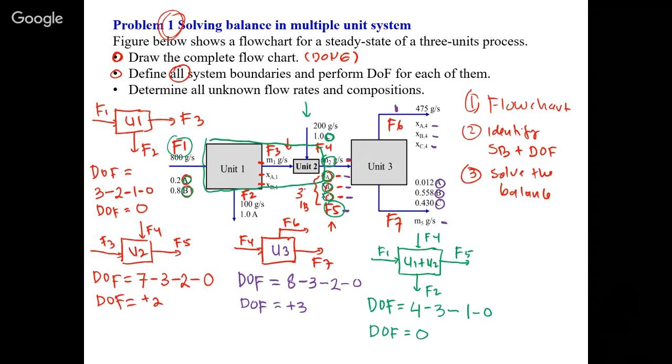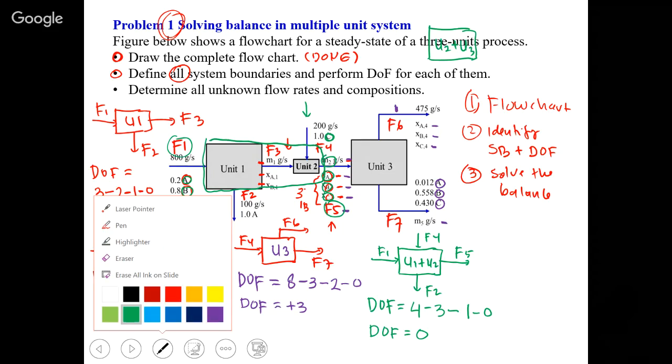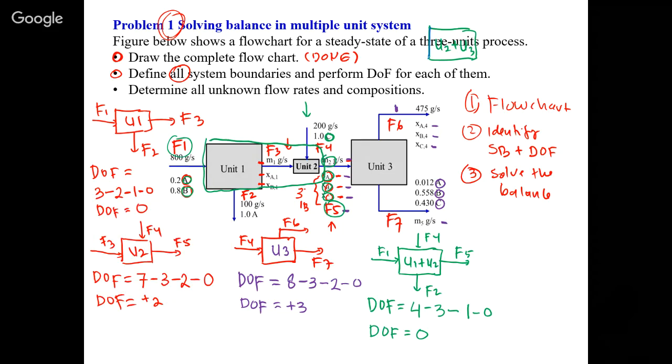Next, another possible boundary. I have no space to write this one, so let's do it here. We have a combination of unit number 2 and unit number 3. I will change the color to make it simple. Let's try the blue one. So we have unit number 2 plus unit number 3, and again you have an imaginary box, the blue one here.